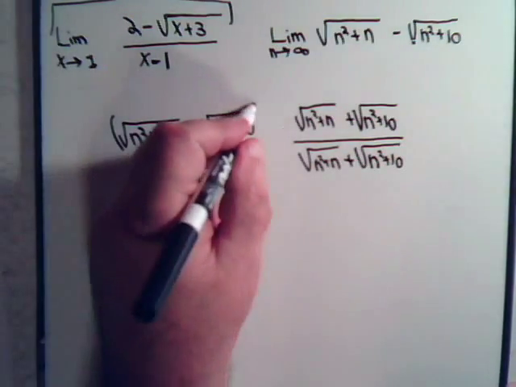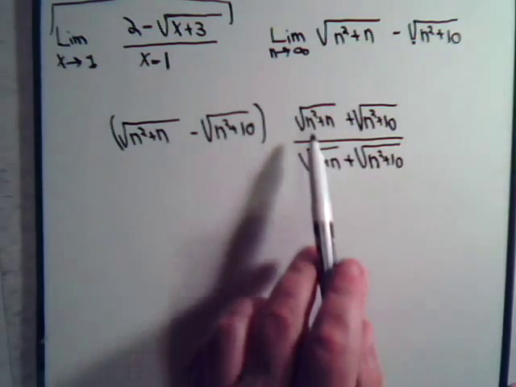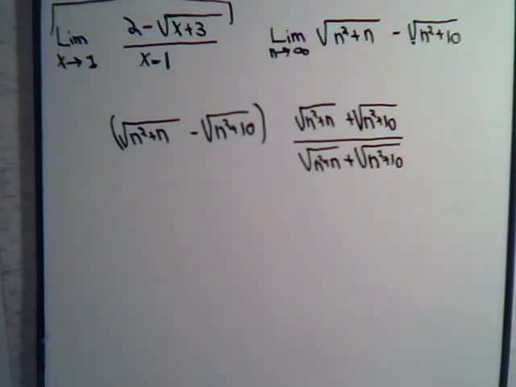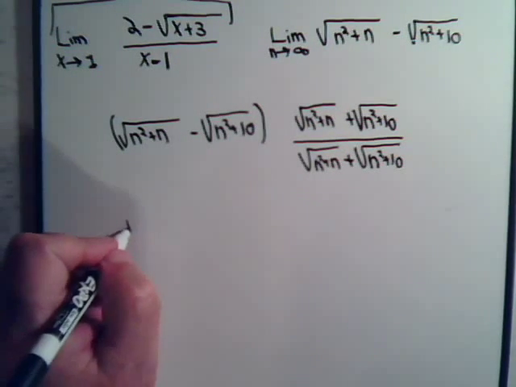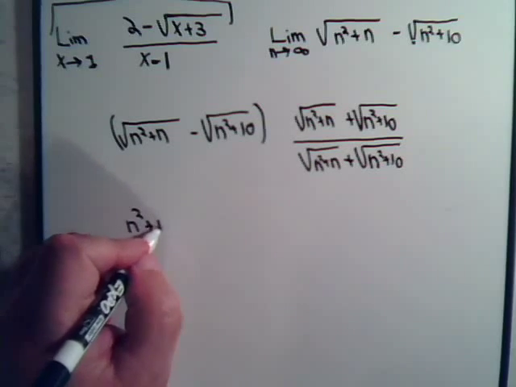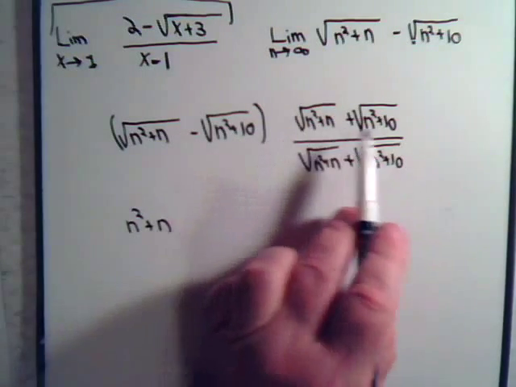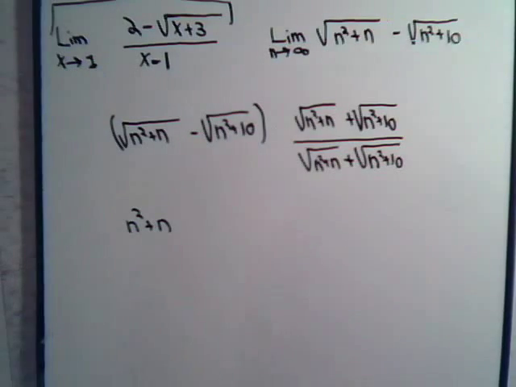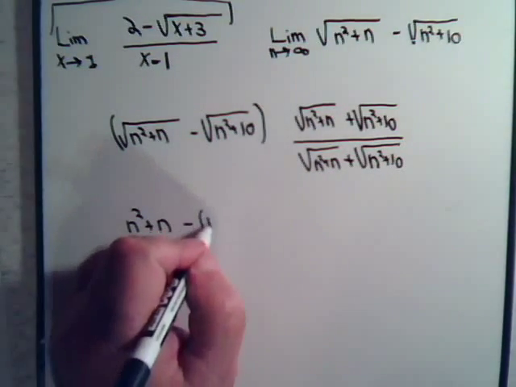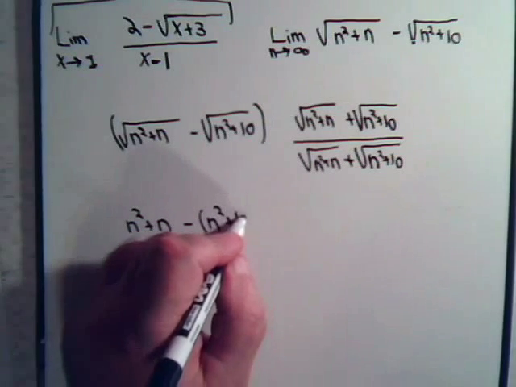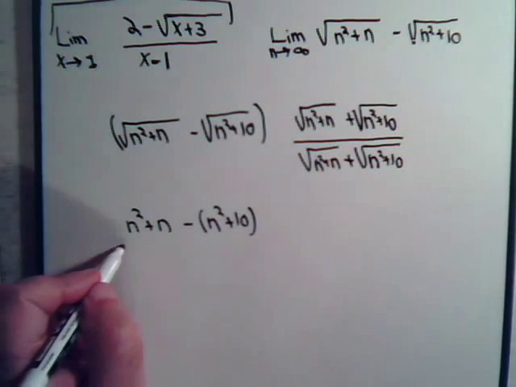So that I'm multiplying this by 1. This divided by itself is 1. Perfectly legitimate. What do we get out of it? This times this, that's going to be n squared plus n. And these terms drop out. And here we have this times this minus n squared plus 10 in the numerator.